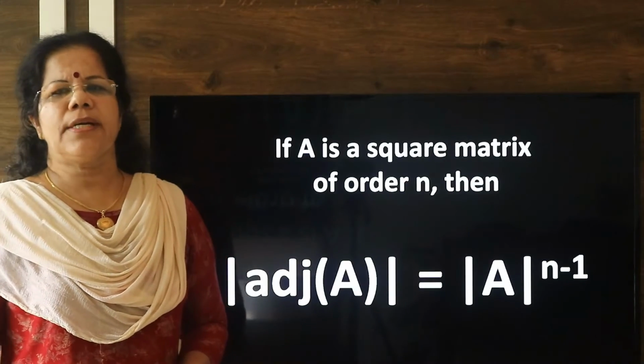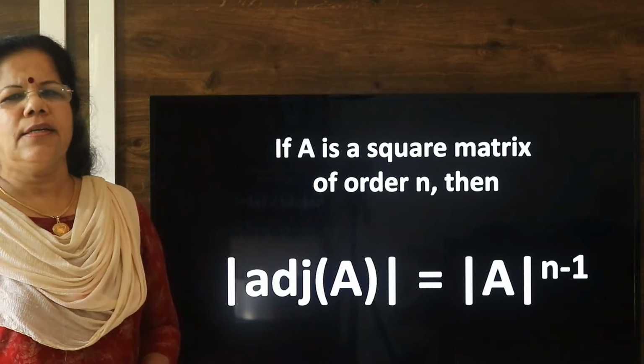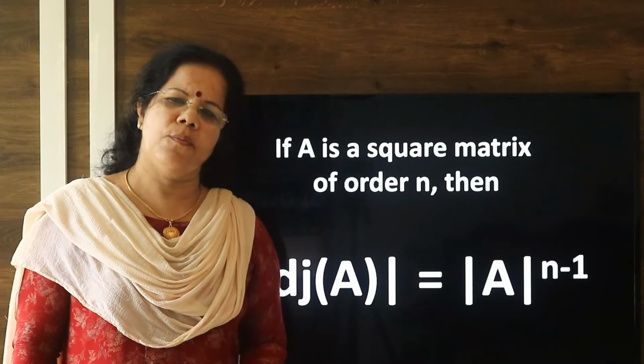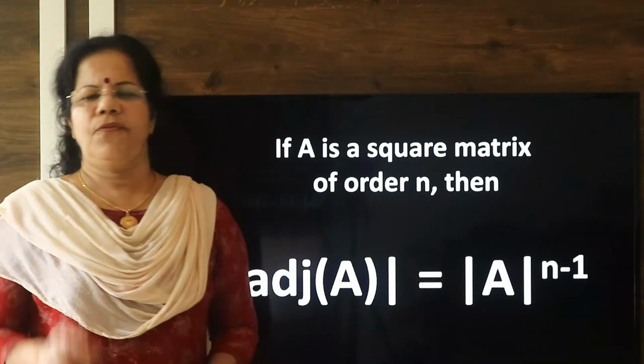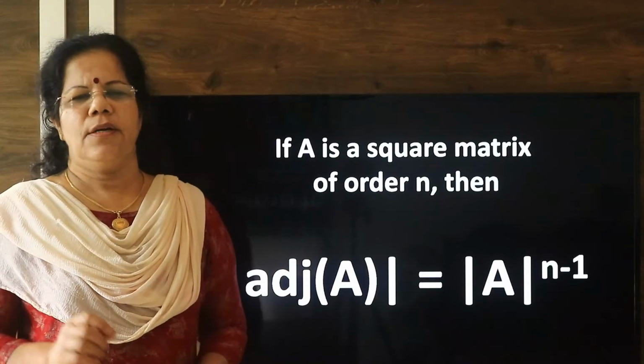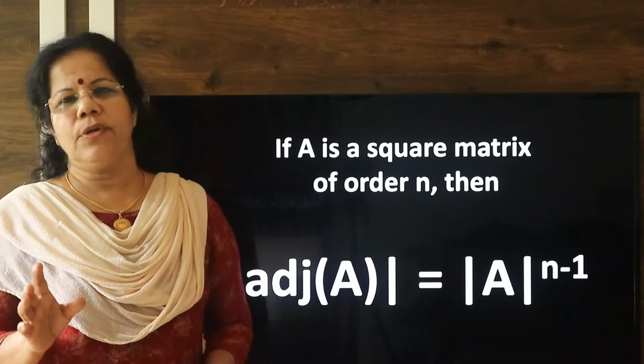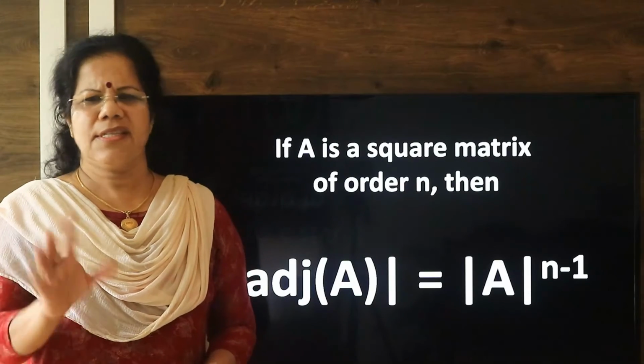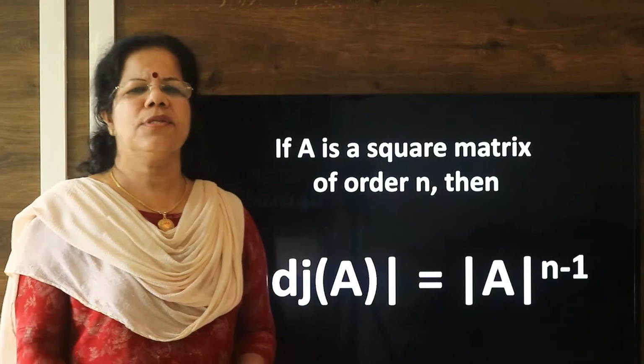If A is a square matrix of order n, then determinant of adjoint A is equal to determinant A whole power n minus 1. First you try this one, do the problem, and if you don't get it, in the next class we will discuss. It is easy only, that is why I am telling you to do some homework.